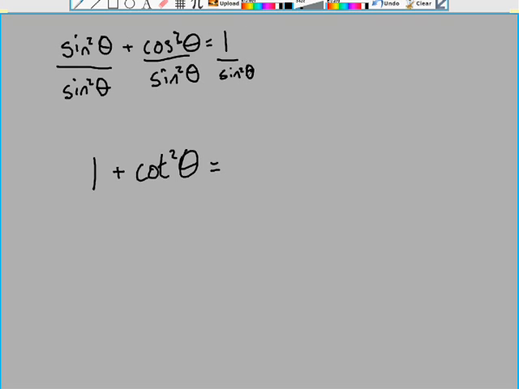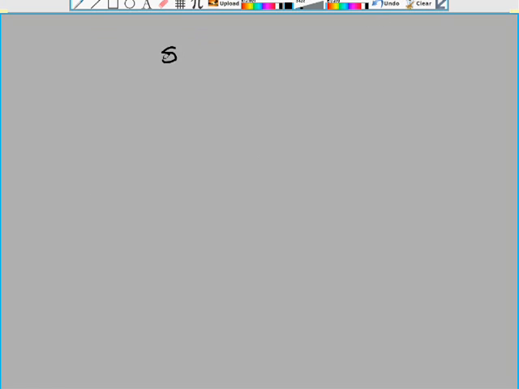Well, that's like 1 over sine times 1 over sine. We know 1 over sine is cosecant, so this has got to be cosecant squared theta. Cool. So we know that's also true. The cotangent of an angle squared plus 1 has got to be equal to cosecant squared theta. Another way you could write this is cosecant squared minus cotangent squared is equal to 1. But that's another identity.